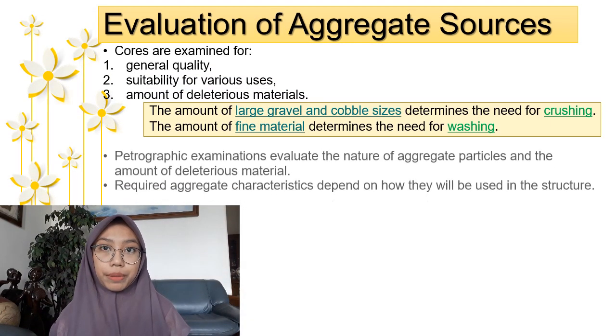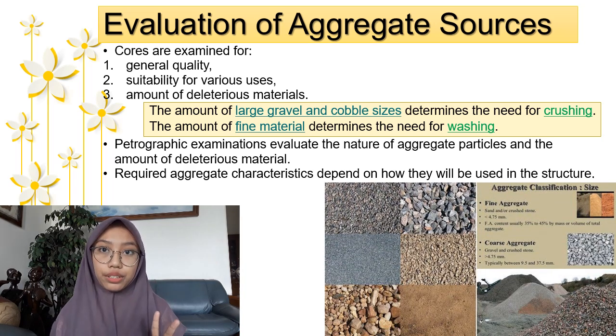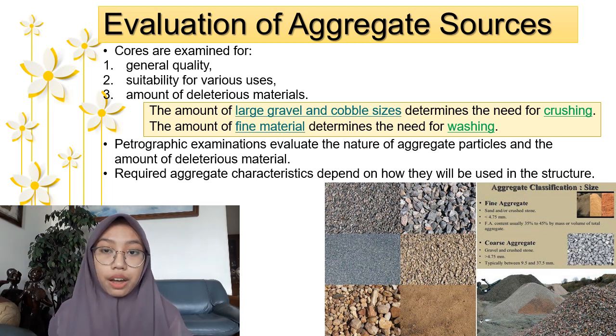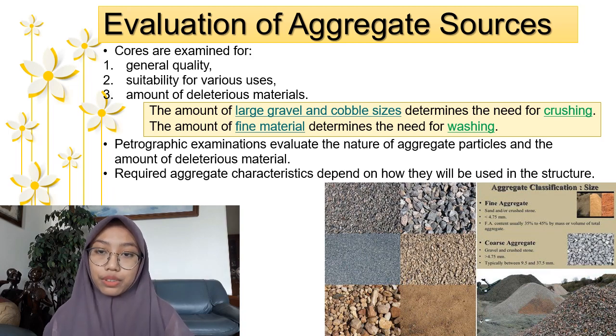Cores are examined petrographically for general quality, suitability for various uses, and amount of deleterious materials. Potential sand and gravel pits are evaluated by collecting samples and performing sieve analysis tests. The amount of large gravel and cobble sizes determines the need for crushing, while the amount of the fine material determines the need for washing. Petrographic examinations evaluate the nature of aggregate particles and the amount of deleterious material. Price and availability are universal criteria that apply to all uses of aggregates. However, the required aggregate characteristics depend on how they will be used in the structure.